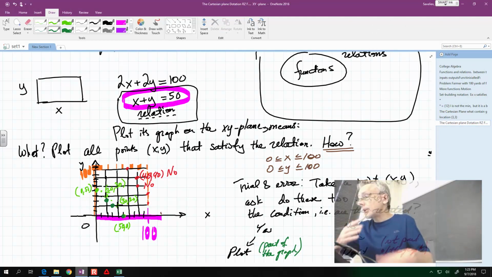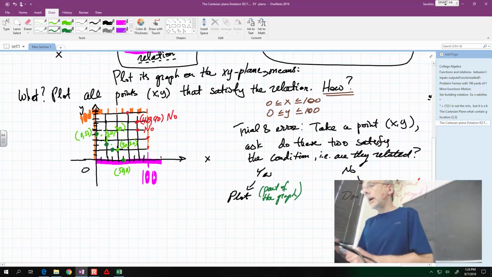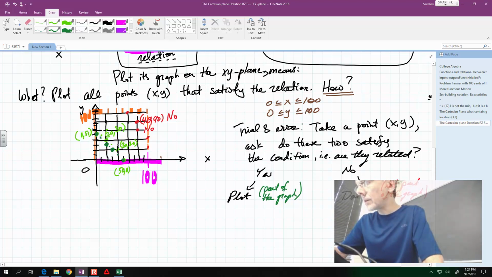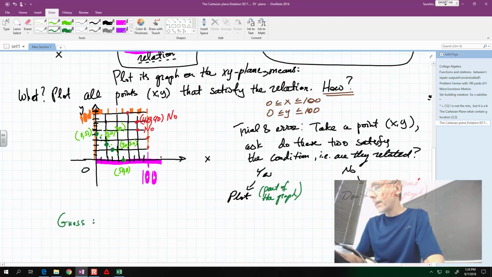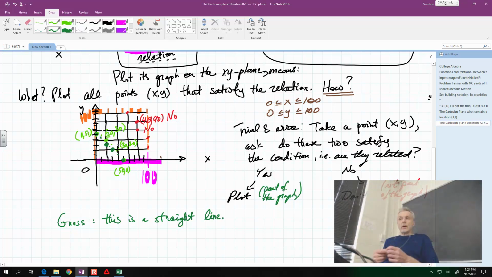Otherwise it's trial and error, followed by some kind of an educated guess. So trial and error, points here. The guess is this is a straight line. We didn't have to worry about this when we were solving this problem, but if we're now talking about relations, these are some of the simplest relations. The function involved is very simple, x plus y is 50, and so these are the ones we want to understand first.